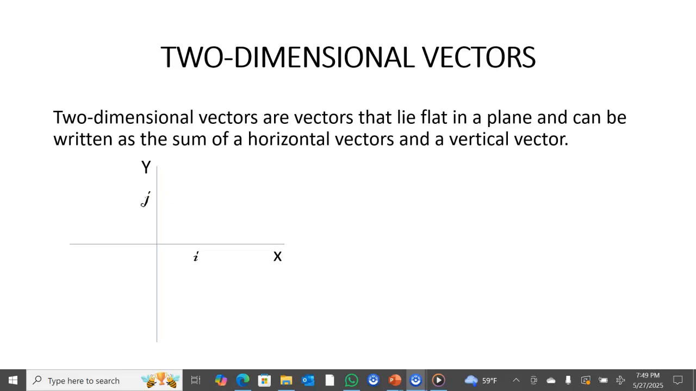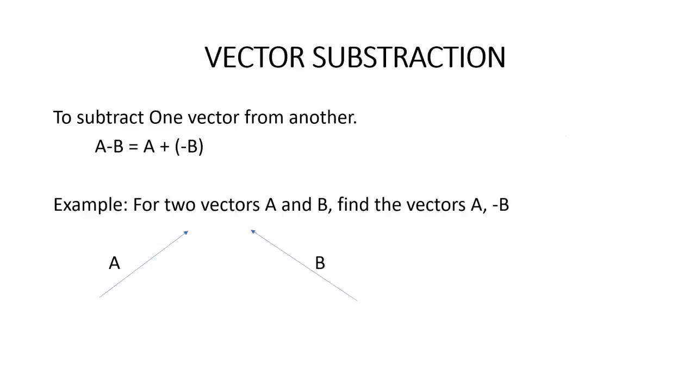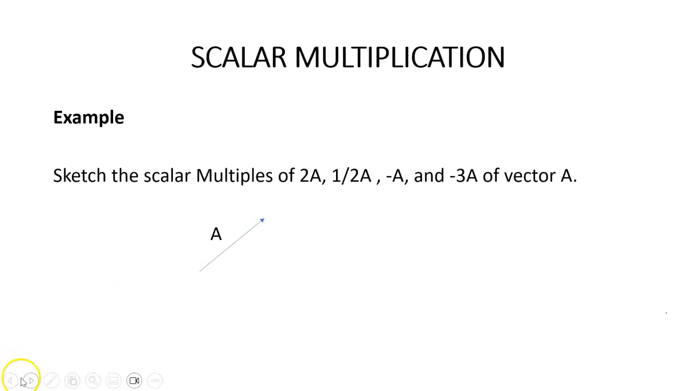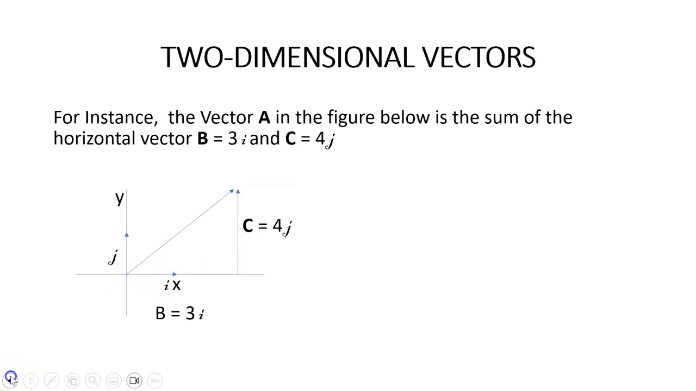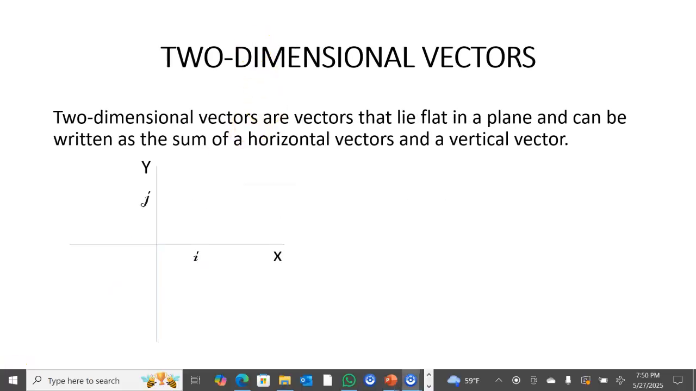Two-dimensional vectors. Remember we mentioned that vectors move in directions. So these two dimensions are telling us that we have a y-axis and an x-axis. Like I initially mentioned, the y-axis could be the north and the south, and the x-axis would be the east and the west.